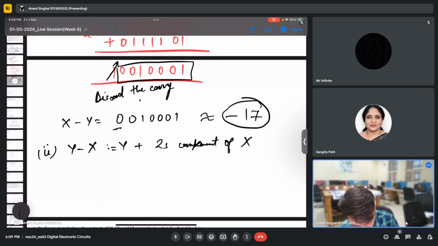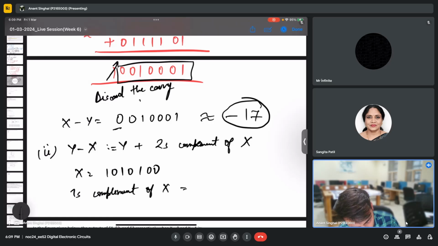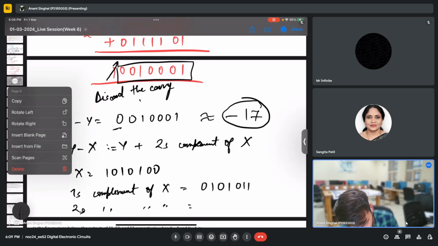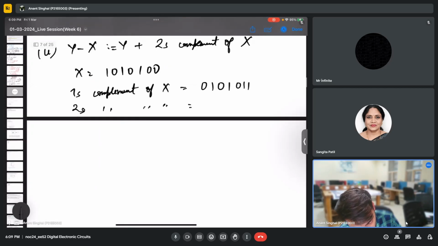So 2's complement of x, so first of all I'm writing x, which is 1 0 1 0 1 double 0. To find out the 2's complement, first will be the 1's complement of x, that is 0 1 0 1 0 1 1, and 2's complement of x will be this plus 1. So I'm doing it: 0 1 0 1 0 1 1 plus 1.